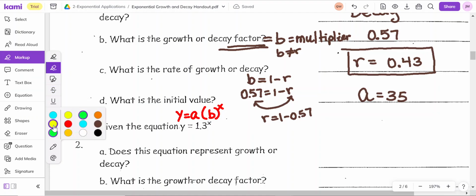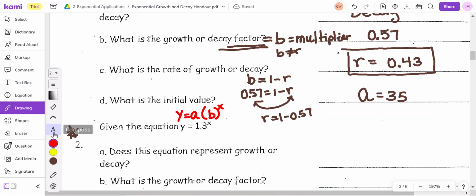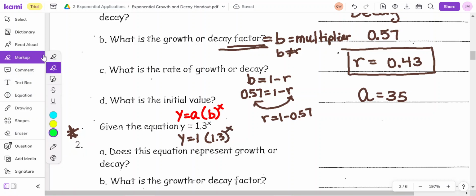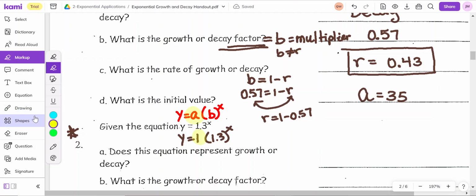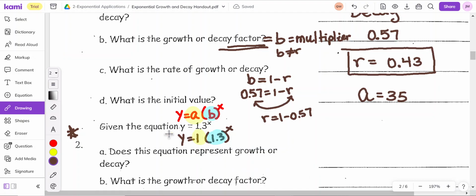Now, when we look at this, who is who? Is A 1.3 or is B 1.3? So you have to make sure that you understand that this is y equals 1 times 1.3 raised to the x. Please rewrite it clearly. Your A is an understood 1. And the base, 1.3 is the base because it's being raised to the exponent. So that means that B is the 1.3. All right, please learn that lesson.